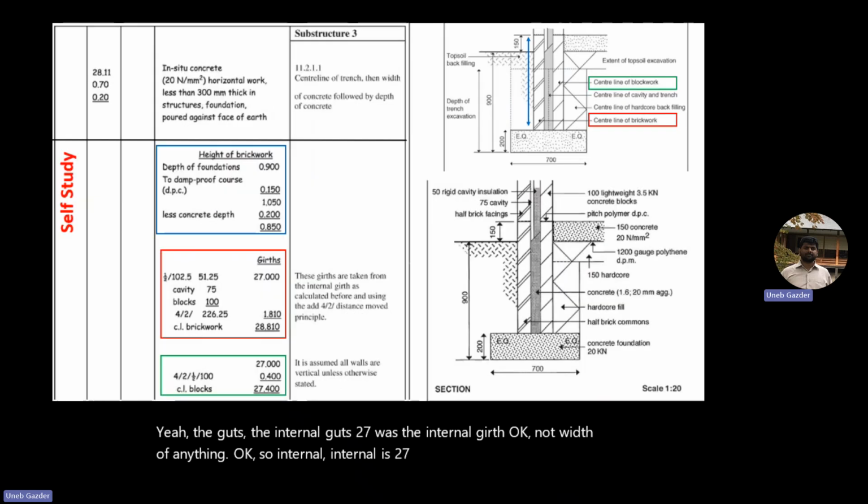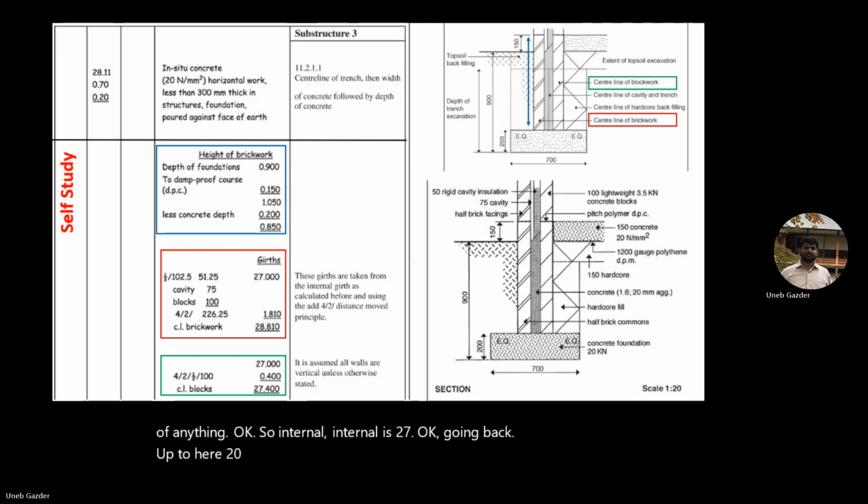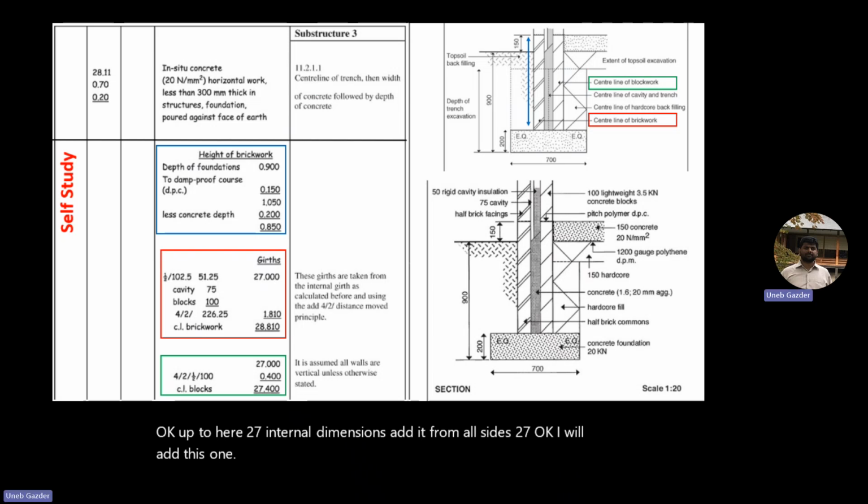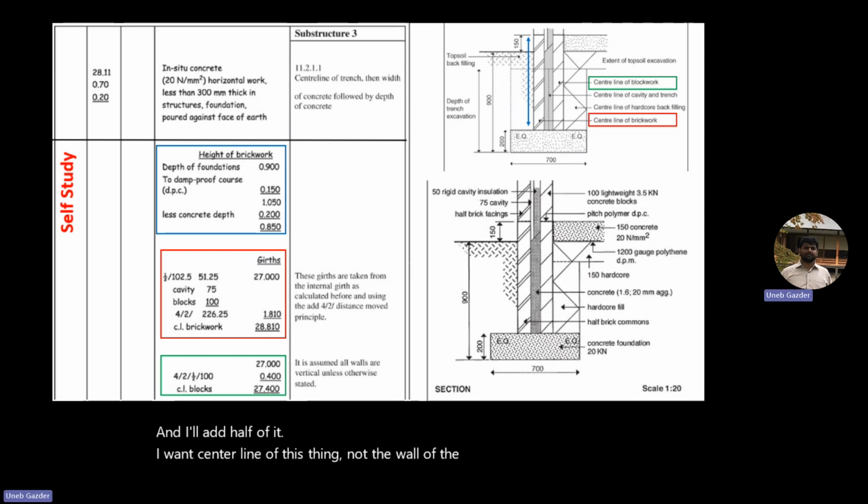Okay. Going back, up to here, 27. Internal dimension added from all sides, 27. Okay, I will add this one. I'll add this one, cavity, and I'll add half of it. Getting it? I want the center line of this thing, not the wall of the brick. So I have up to here 27, plus block, plus cavity, plus half of brick. Got it?